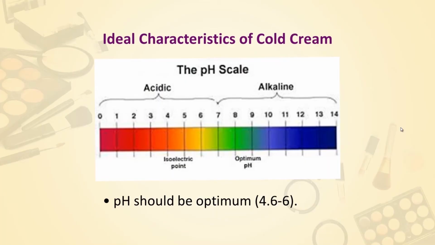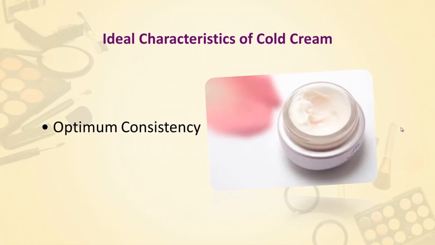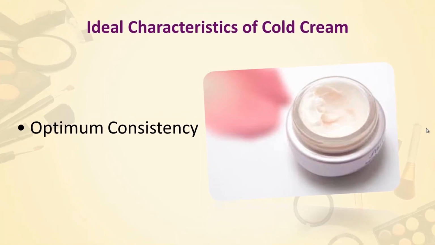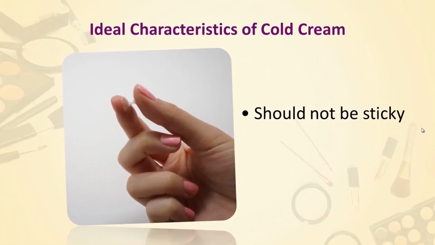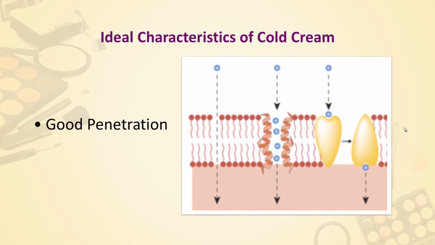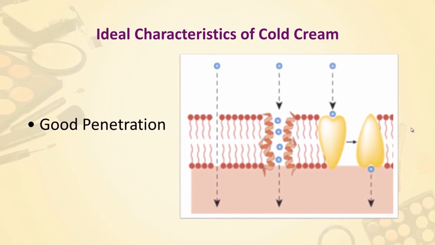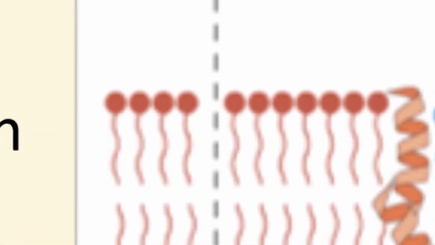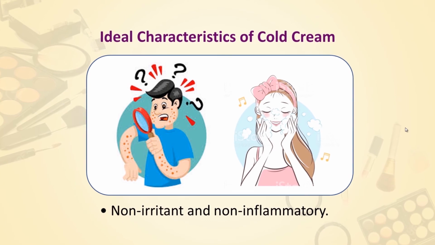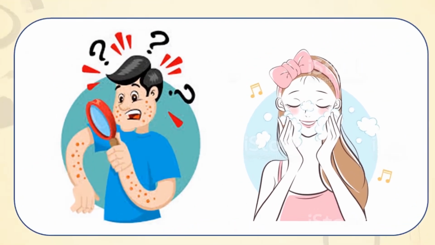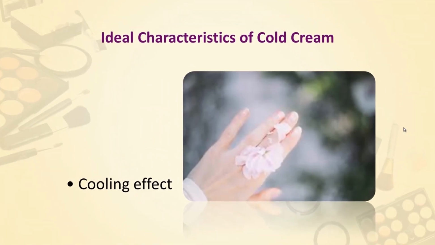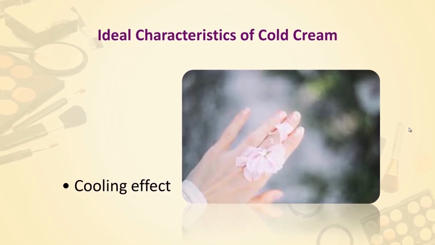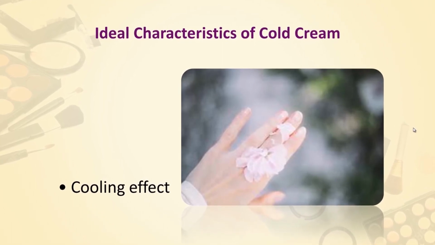Cold cream should have a pH between 4 to 6, and the consistency should be optimum, and it should not be sticky, should be attractive, elegant in appearance, and the permeation through the epidermis of skin should be desirable, and it should not be irritating and should be non-inflammatory, and it should give the cooling effect. So, these are a few ideal characteristics of a cold cream.